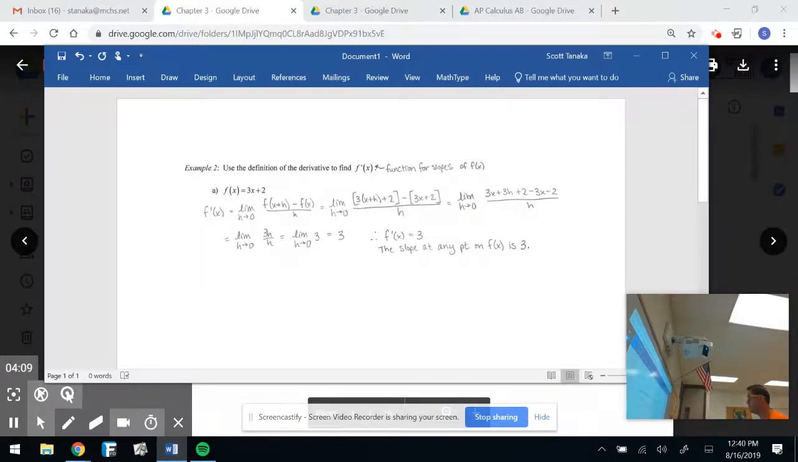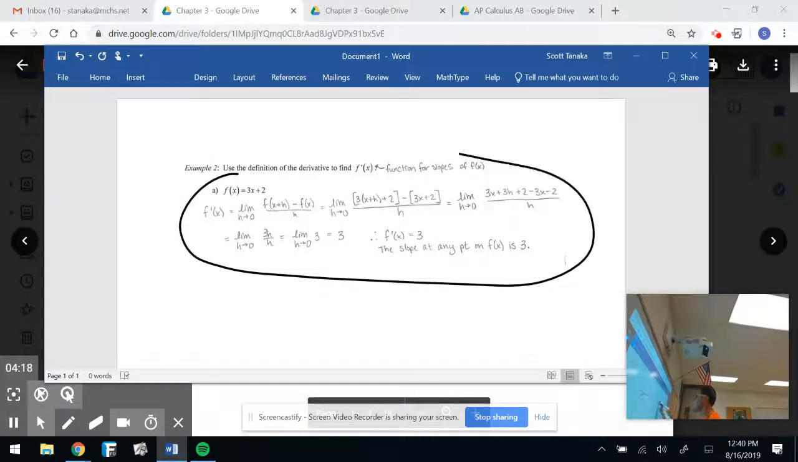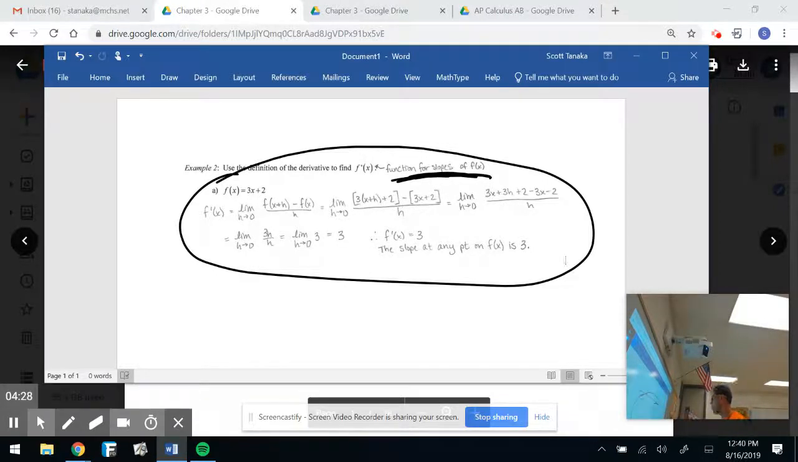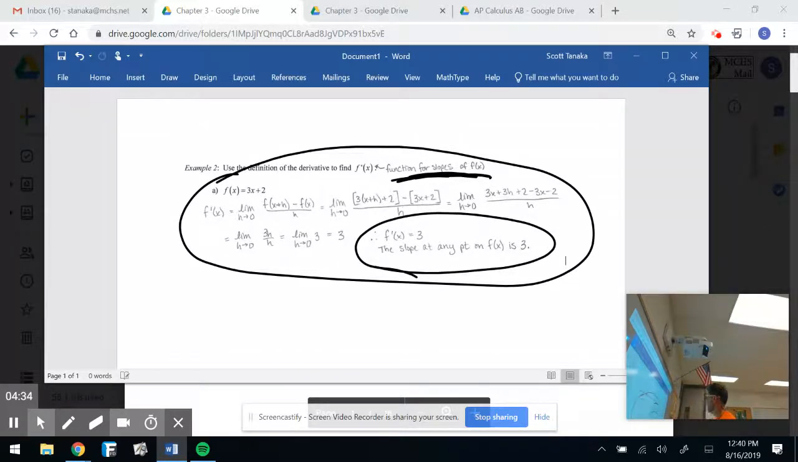Okay, there's all the math. Like I said, if you need to hit pause, you hit pause. Okay, if we take a quiz or a test, I need your work to look like that. And the cool thing about this is that we are finding the function for slopes of f of x. So as I do my math and finish this, you know what's crazy? It means that the derivative is always equal to 3.